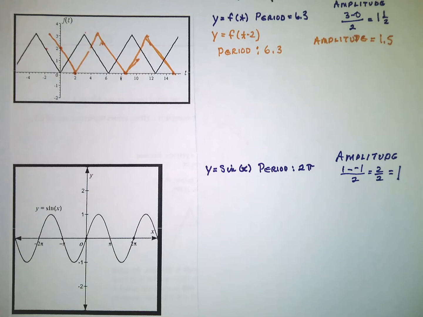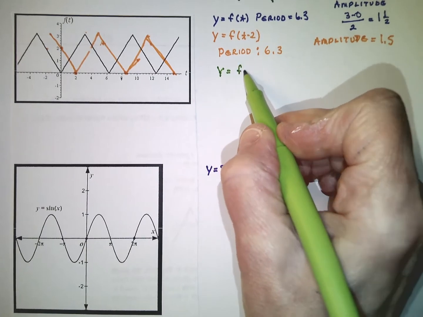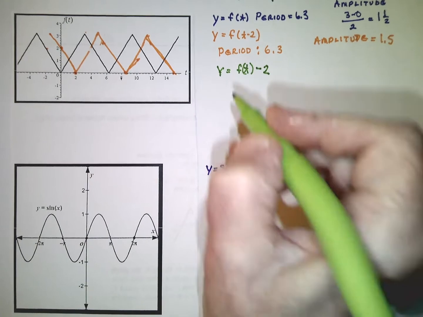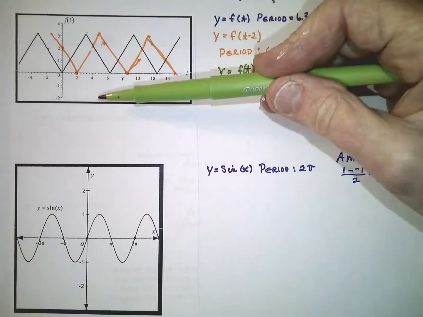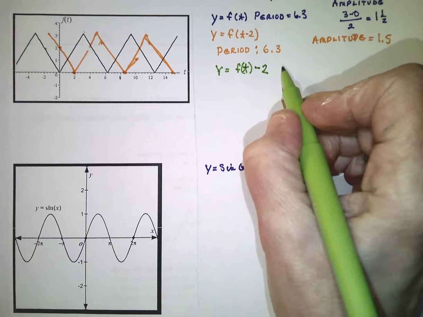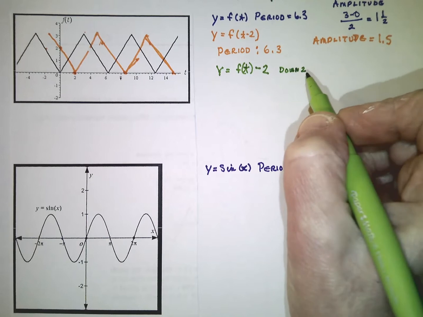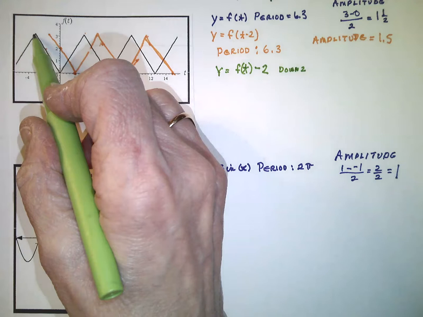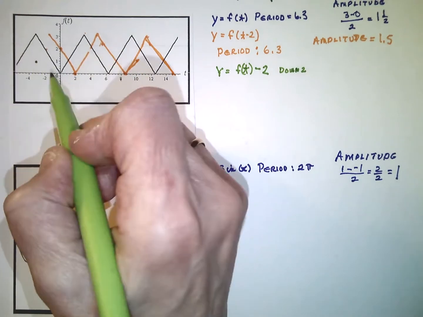How about if we try a different transformation? Suppose we try y equals f of t and then minus 2, which means it's vertically going to drop 2. It's going to go down 2. So in the original graph, where it used to peak at 3 here, it is now going to peak only at 1.